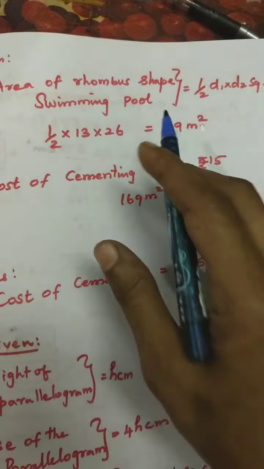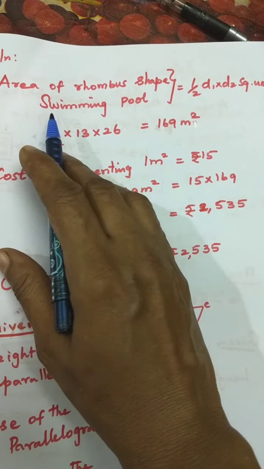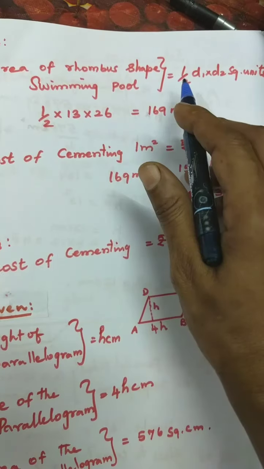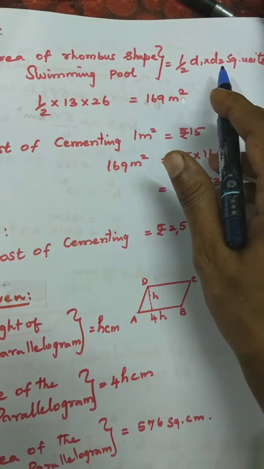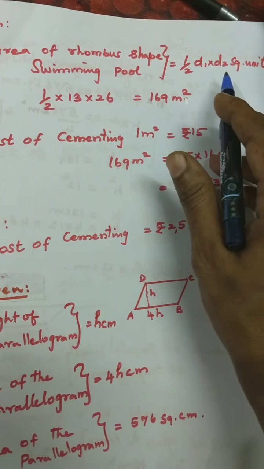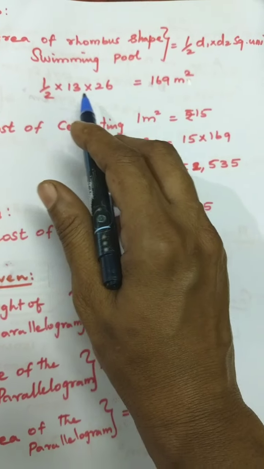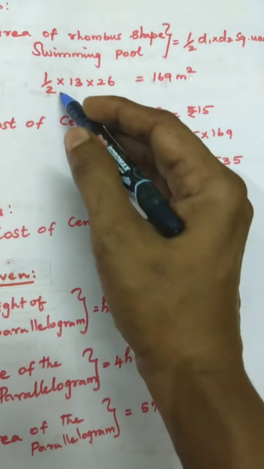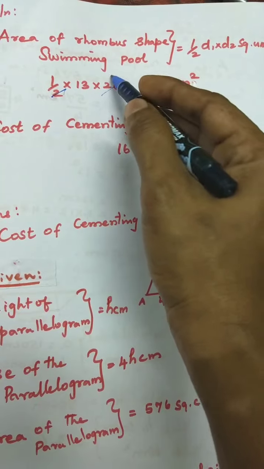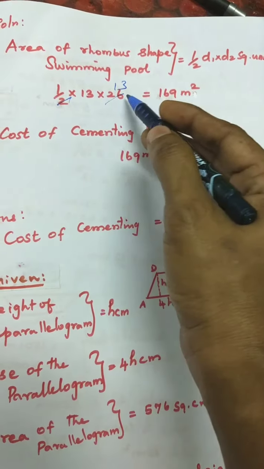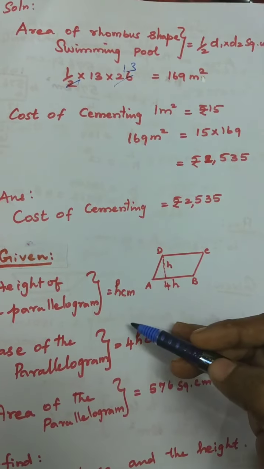Then solution. Area of the rhombus shaped swimming pool. The formula is 1 by 2 into D1 into D2 square units. That is 1 by 2 into 13 into 26, can cancel 2 and 26, that is 13. 13 13s are 169 meter square.